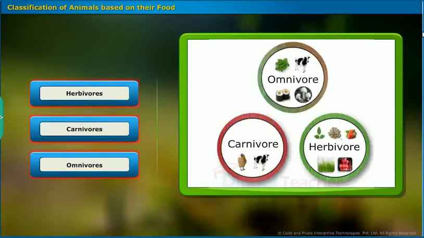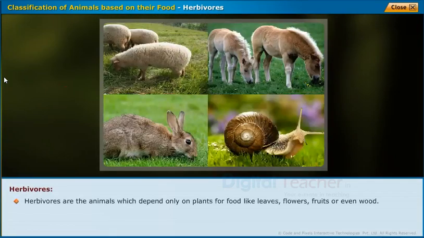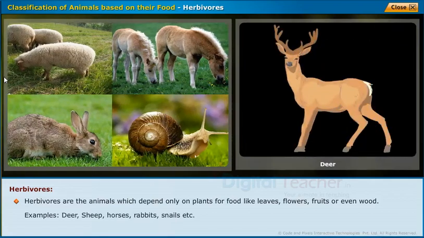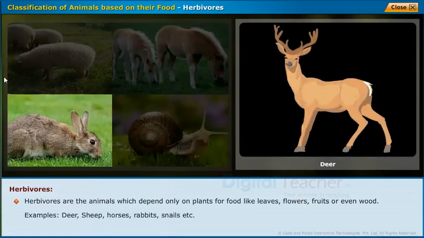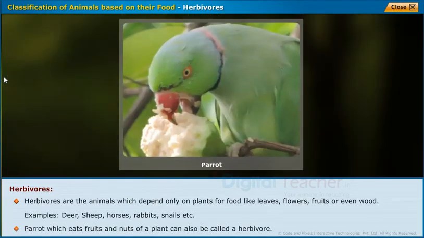Classification of animals based on their food: herbivores, carnivores, omnivores. Click each tab to know more. Herbivores. Herbivores are the animals which depend only on plants for food like leaves, flowers, fruits, or even wood. Examples: deer, sheep, horses, rabbits, snails, etc. Parrot, which eats fruits and nuts of a plant, can also be called a herbivore.